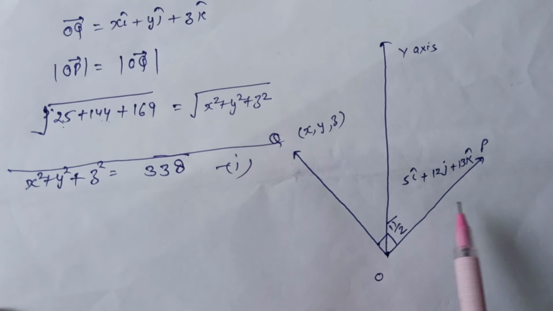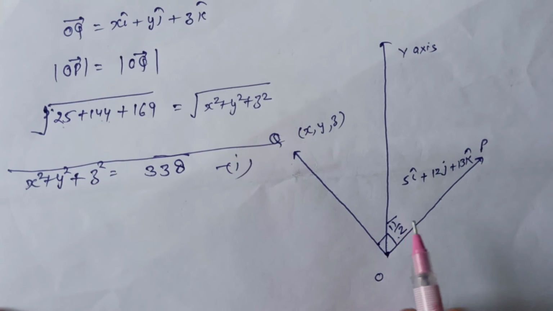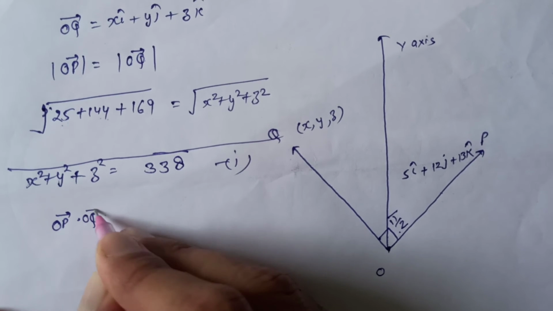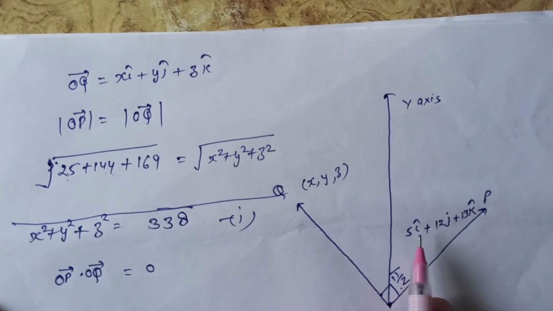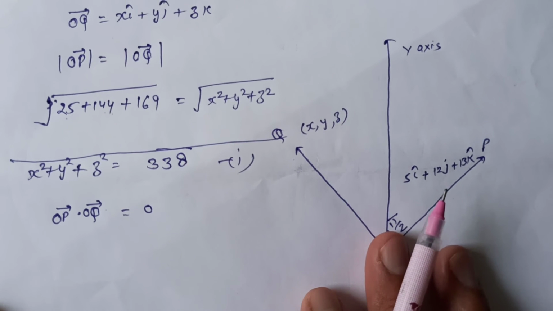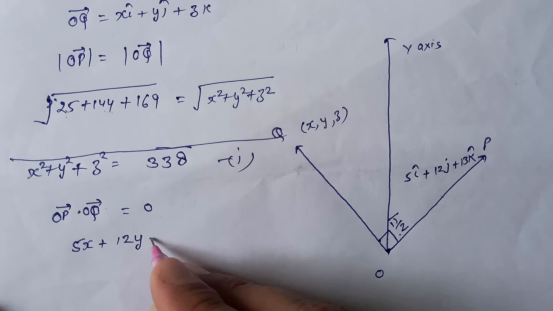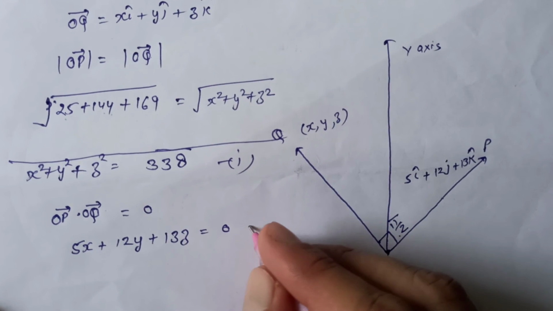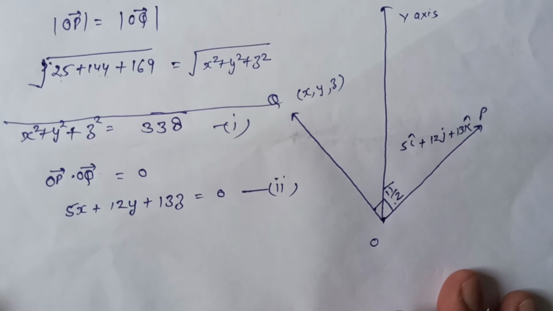Now, since these two vectors are inclined at an angle pi by 2, these two vectors are orthogonal. The condition of orthogonality is that the dot product OP dot OQ will be equal to 0. That is, OP is 5 i cap plus 12 j cap plus 13 k cap, and OQ is x i cap, y j cap and z k cap. So the dot product of these two will be 5x plus 12y plus 13z is equal to 0. So the second equation is 5x plus 12y plus 13z is equal to 0.